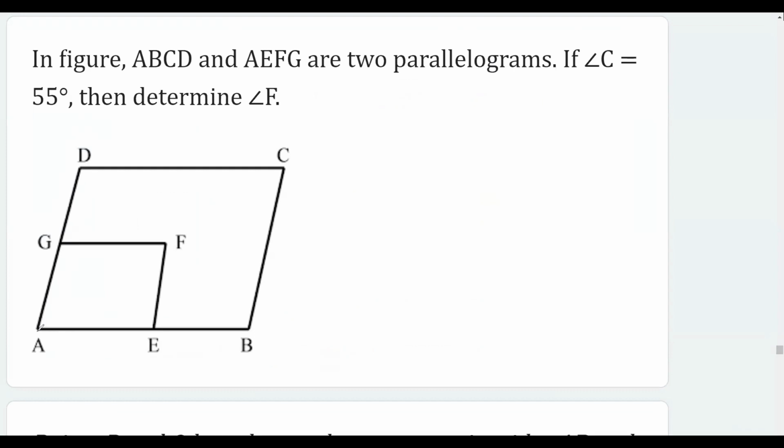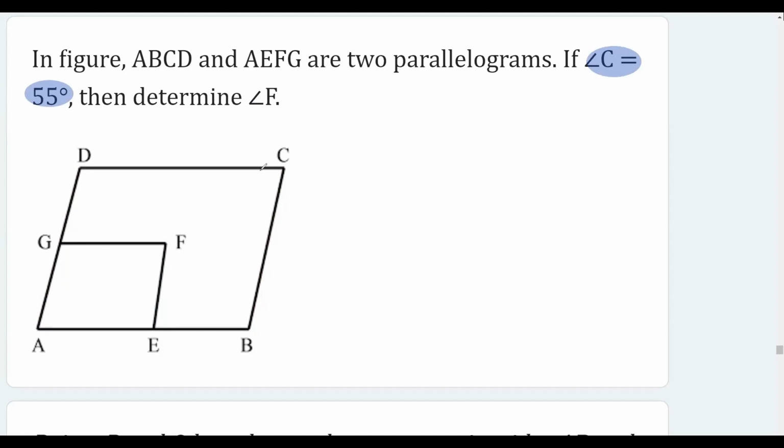One is this, that is ABCD, right? This is a parallelogram. And there's another parallelogram, this is another parallelogram. These two are given as parallelograms. And what we need to determine here, well, angle C is mentioned. As you can see, angle C is given as 55 degrees. So I can mark this angle as 55 degrees.